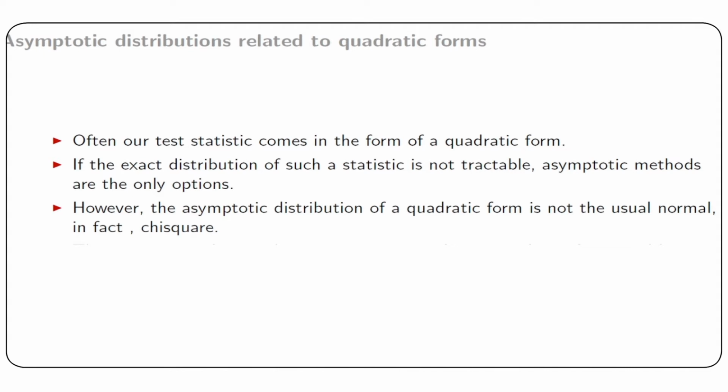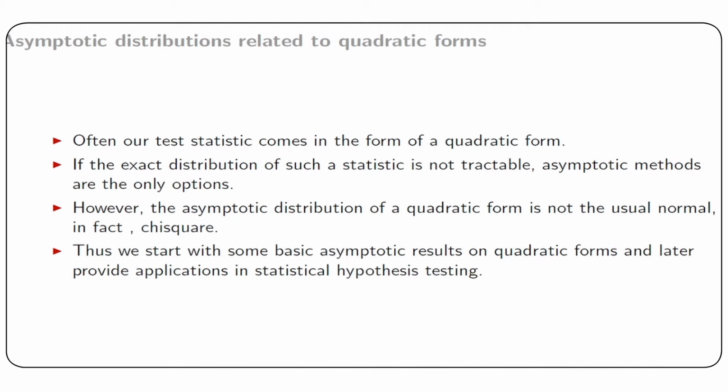So what we have discussed so far, in most cases we find the asymptotic distribution to be normal, and in some cases some variation of this. But in this case, when the quantity is a quadratic form, we get a positively skewed distribution as our limiting distribution. In fact, we get some variations of the chi-square distribution. Thus, we start with some basic asymptotic results on quadratic forms and later provide applications in statistical hypothesis testing.